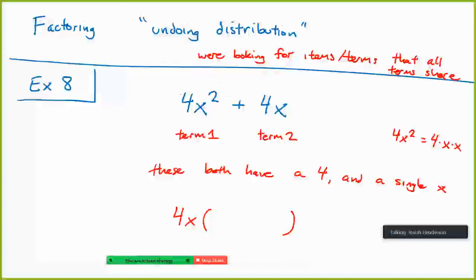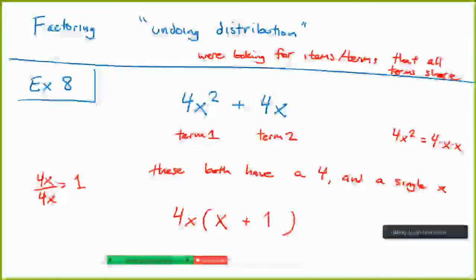So looking at term 1, the 4 would be gone and a single x would be gone, leaving 1x. So that goes for the first spot in my parentheses, a single x. Looking at term 2, if I pull out 4 and x, well, there's nothing left. But if you're dividing it out, it would look like this, 4x divided by 4x. And of course, you know that means 1. Anything divided by itself is 1. So what's left for that second term? The number 1. Plus.